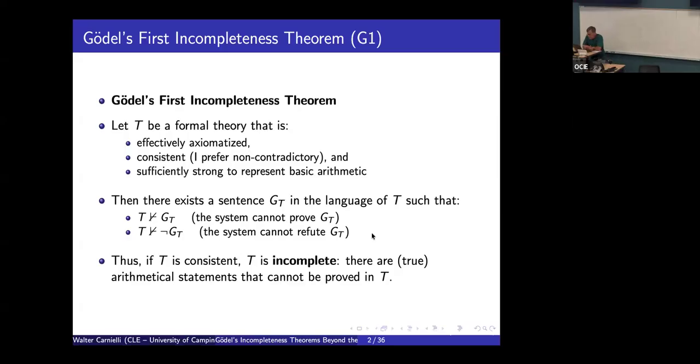Anyway, under these conditions, there exists a sentence G_T in the language of T such that T does not prove G, nor does it prove the negation of G. Thus, if T is consistent, T is incomplete, and there are true arithmetical statements. But Marco discussed this point yesterday: Gödel never says anything about truth. He just proves his theorem syntactically. We interpret it as being true because it's not provable. It says of itself that it's not provable. So it's a pedagogical, conceptual way of understanding. So if it's consistent, it is incomplete. That's the important point.